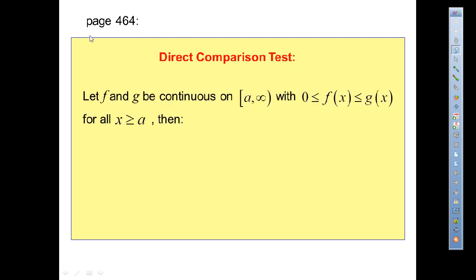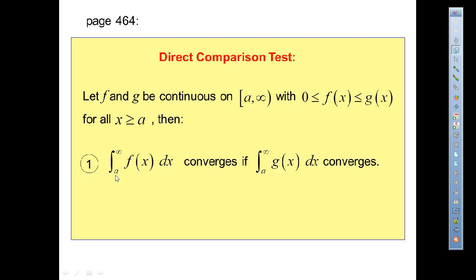All right, now that brings us to page 464 in your book. And this is the direct comparison test. What that means is that let f and g be continuous on the interval from a to infinity, with 0 being less than f of x, which is less than or equal to g of x, for all x greater than or equal to a. Then we know that the integral from a to infinity of f of x dx converges if the integral from a to infinity of g of x converges.